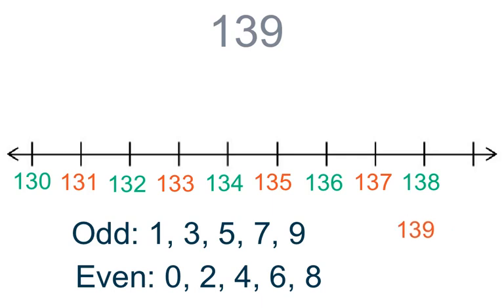If you said odd, nice job. 139 is odd because it ends in 9. 9 is an odd number, which means it cannot be shared fairly between 2 people. Now we're going to count the numbers on our number line so far. Start at 130 and stop at 139. Go ahead and count as I move the numbers for you.